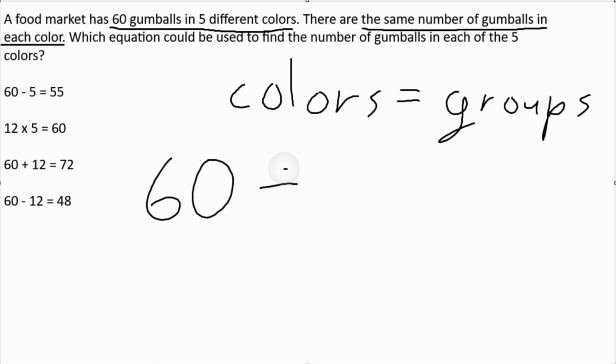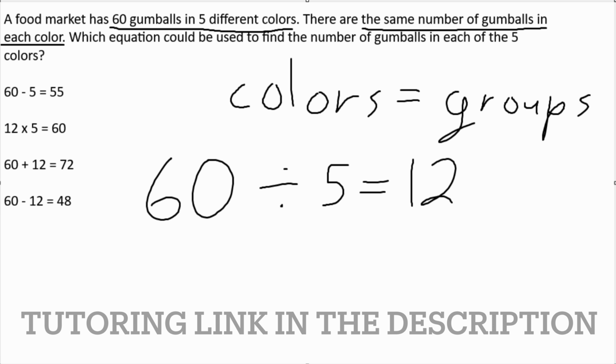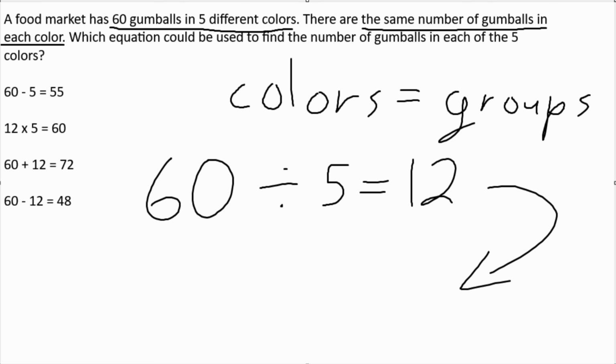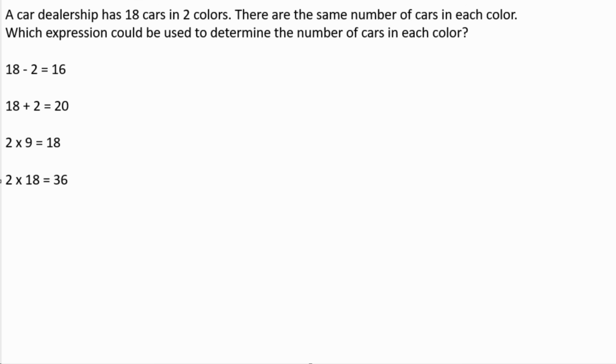All right, let's write that down. 60 divided by 5. What does that get us? That gets us 12. 60 divided by 5 is 12. But we don't see this division problem in our answer, so we're going to flip this around. So we get 12 times 5. Those are our two small numbers that we're multiplying, and that's going to get us 60. All right, and we see that in our answer choice. So therefore, B is the correct answer here.